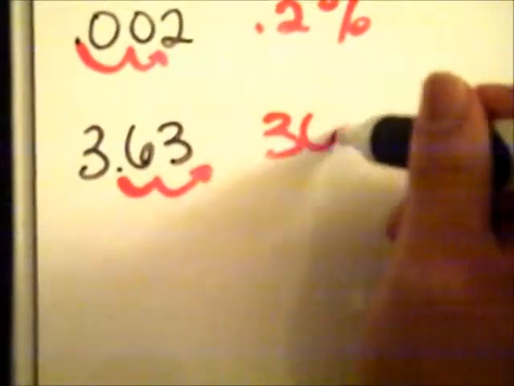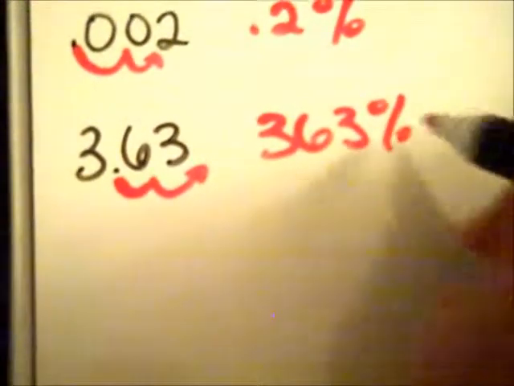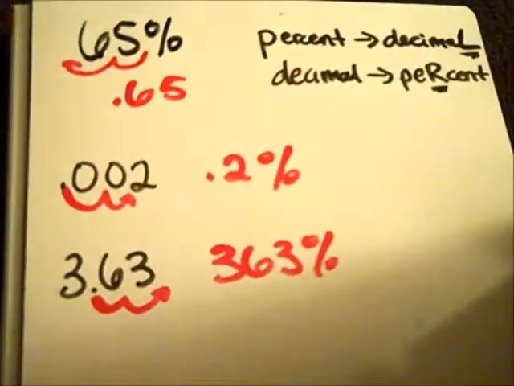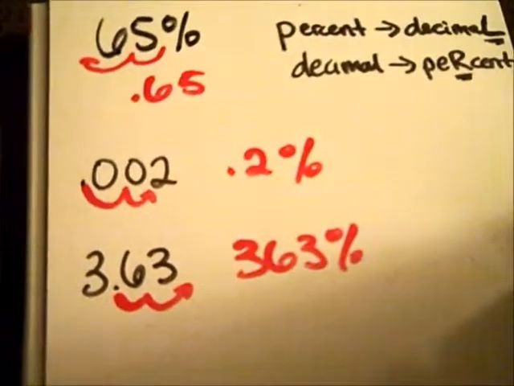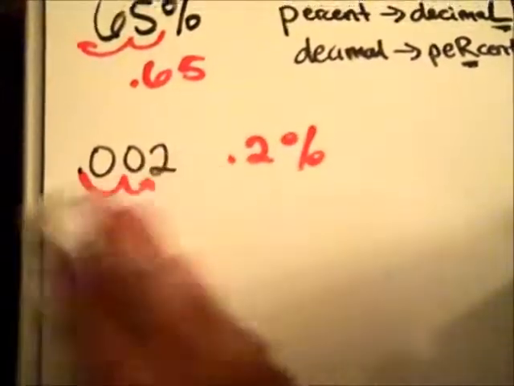Okay, decimal to a percent. Here we go again, 2 spaces to the right. We're left over with 363%. Again, we can have more than 100%. That's perfectly fine. It's just a really large percentage. Okay, so let's move on.